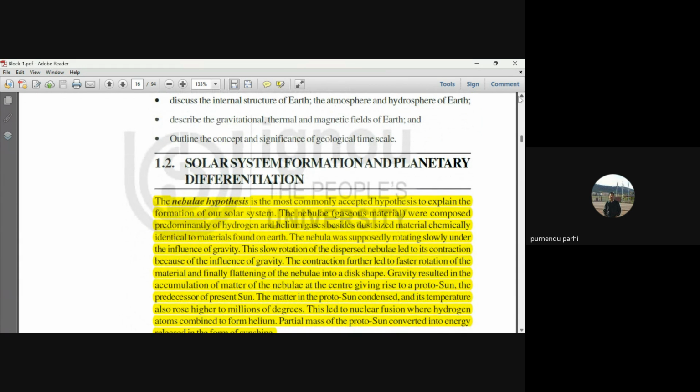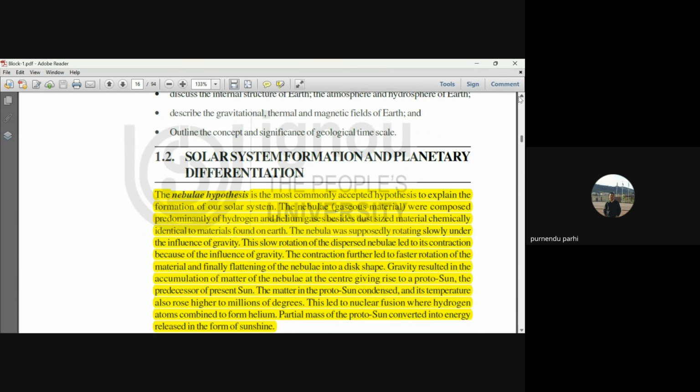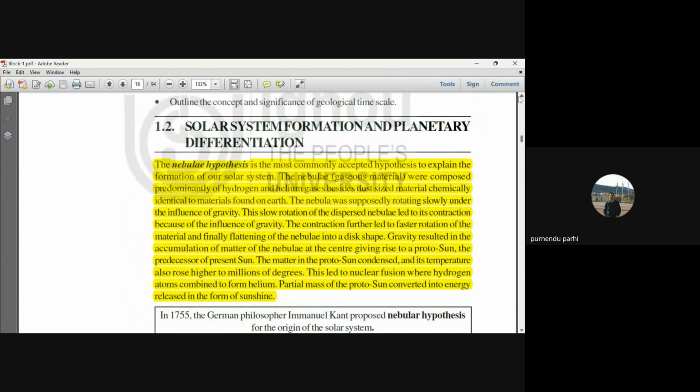Solar system formation and planetary differentiation. The nebula hypothesis is the most commonly accepted hypothesis to explain the formation of our solar system. The nebula was composed predominantly of hydrogen and helium gases, besides dust material chemically identical to the materials found on Earth. The nebula was supposedly rotating slowly under the influence of gravity. So, what is this nebula hypothesis that we are discussing here?